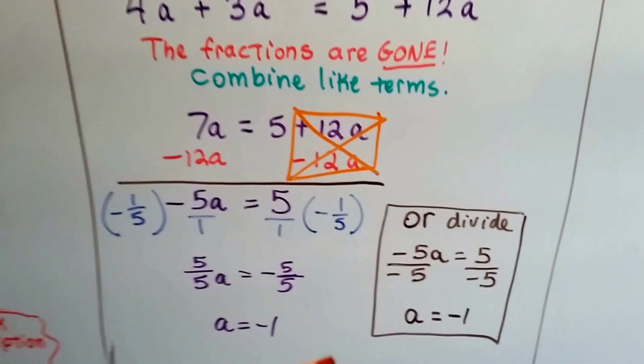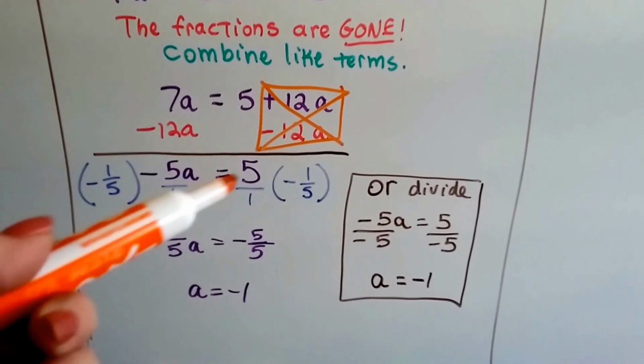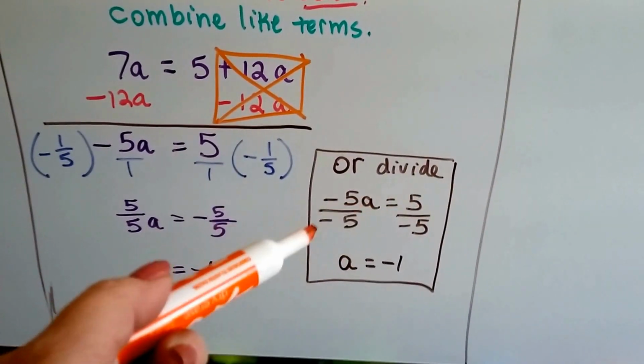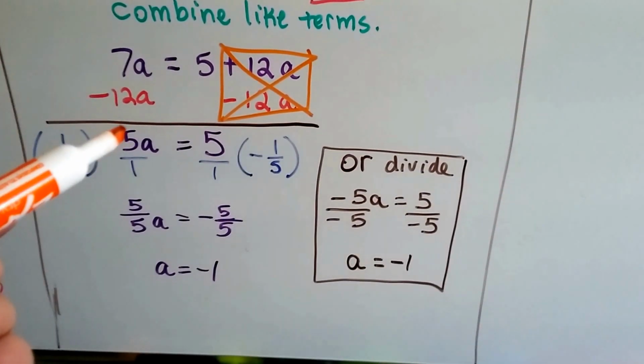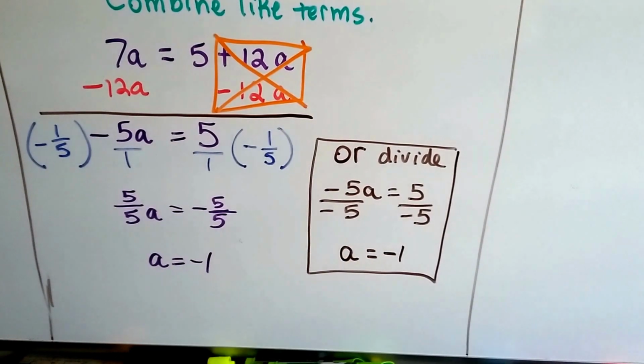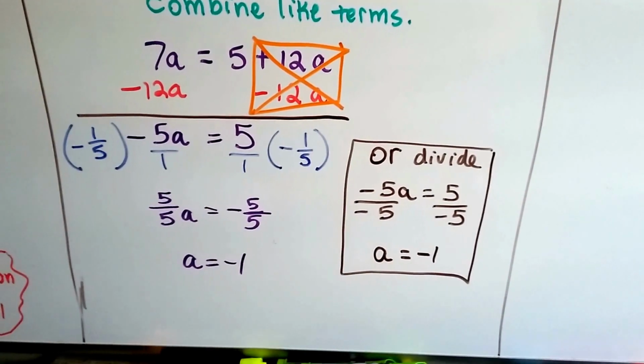We also could have just taken the -5a equals 5 and just divided both sides by this coefficient, -5, and we would have gotten our -1. Couldn't we have done it quicker?